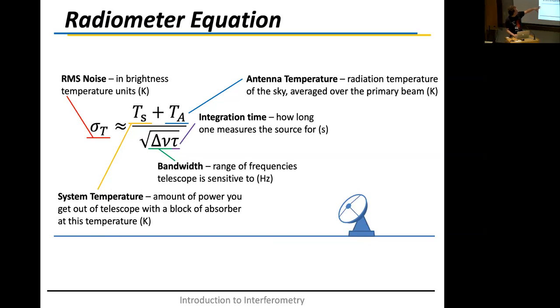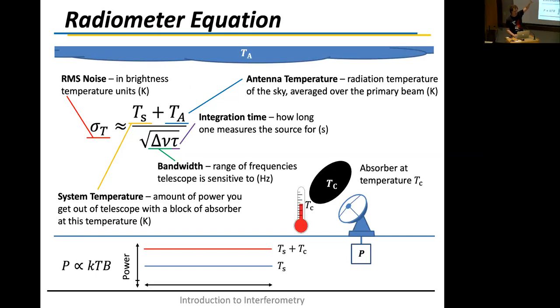There's two important pieces here. One is that T sub A, again, is really what's coming in from the sky. So if you were detecting the CMB, which is at roughly 3 Kelvin, T sub A would be 3 Kelvin. The system temperature thing, though, is a little bit weirder.